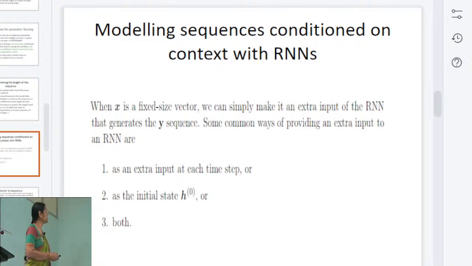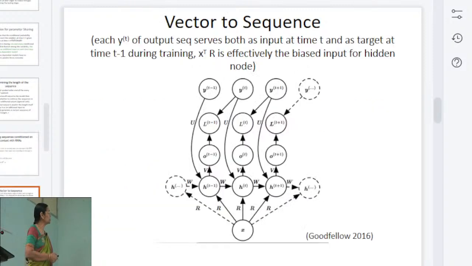And then there are certain specific structures. In this structure, Yt of the output sequence serves two purposes. That means it is given as an input at time t and as a target at time t minus 1. So, Yt is given as input to the hidden node at time t, and it is also used as a target for the previous time t minus 1 while calculating the loss function.